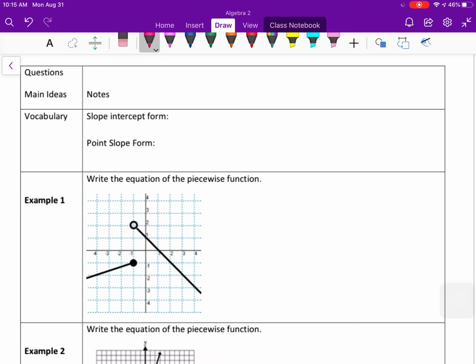We have slope-intercept form, which we're probably most familiar with. It's y equals mx plus b, where m is the slope and b is the y-intercept.